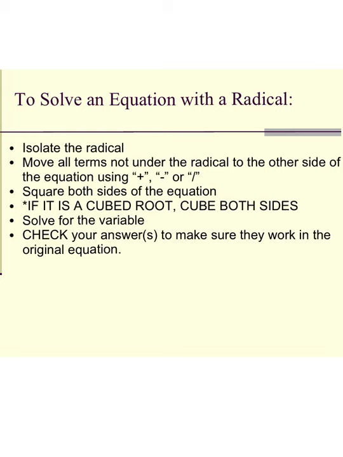To solve an equation with a radical, the first thing that you're going to do is isolate the radical by moving all terms not under the radical sign to the other side of the equation using addition, subtraction, or division. Second, you're going to square both sides of the equation. Please note, if it is a cubed root, you're going to cube both sides. Then you're going to solve for the variable, and once again, you're going to check your answer or answers to make sure that they work in the original equation.